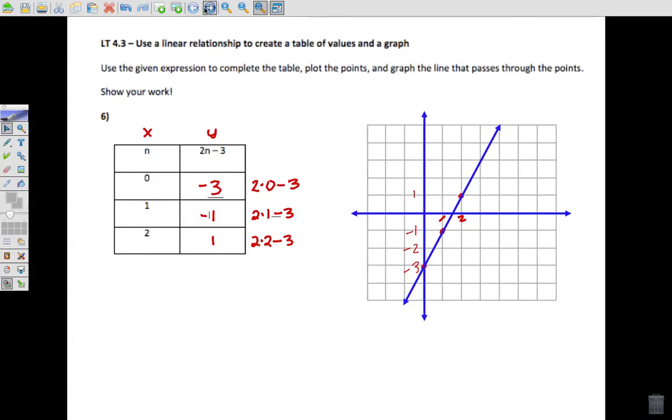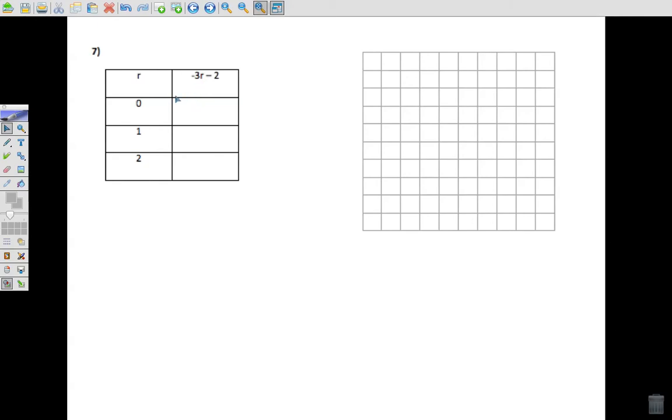So, the next one says to take the number in the first column, multiply it by negative 3, and then subtract 2. So negative 3 times 0, subtract 2, is negative 2. Negative 3 times 1, and then subtract 2, is negative 5. And negative 3 times 2, and subtract 2, is negative 8. Again, I'm just taking each of these numbers one at a time and substituting them for n, and then calculating to see what I get.